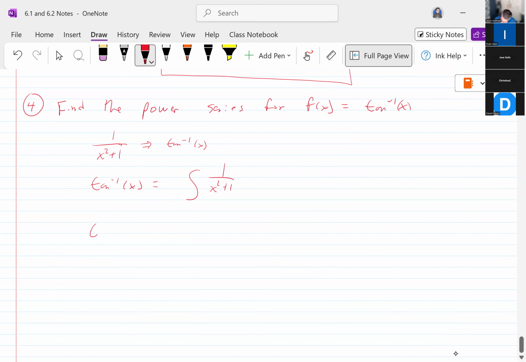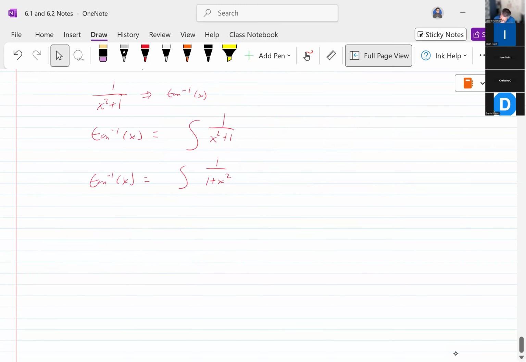So the inverse tangent of x is equal to the integral of 1 over 1 plus x squared. Okay, but how can I rewrite 1 over 1 plus x squared? I could rewrite that as 1 over 1 minus a negative x squared. And we already saw what this was. I think this was example 1, right? So in example 1, we did a lot of the heavy lifting here.